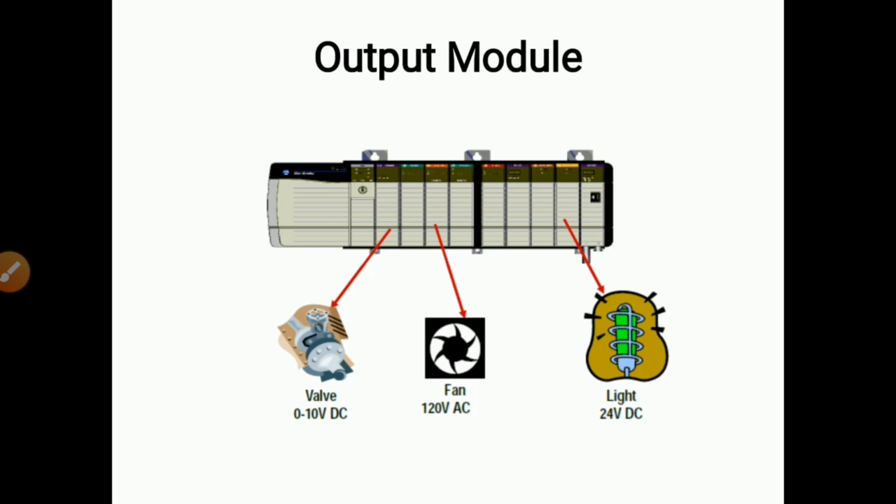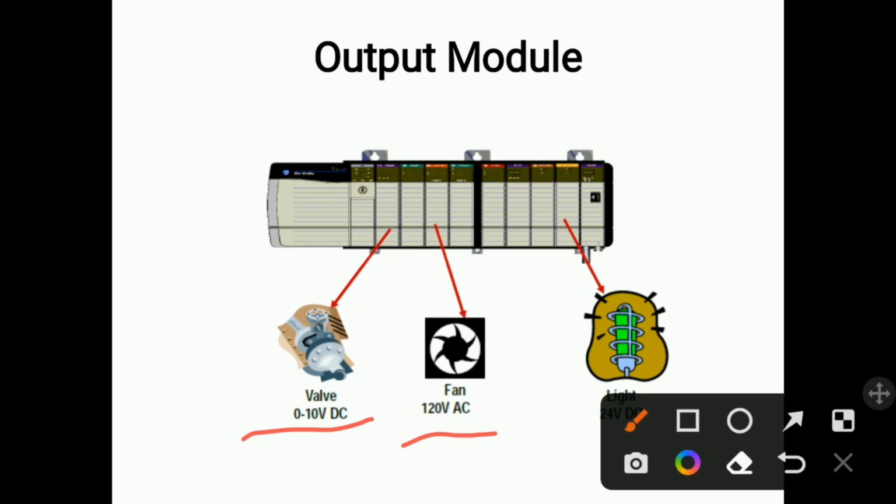So the output module consists of different slots. Okay, so in the different slots different output devices are connected. Suppose valve is shown here. Valve requires 0 to 10 volt DC supply, fan having 120 volt AC supply, and light having 24 volt DC. Okay, so like this output devices are connected in output module.